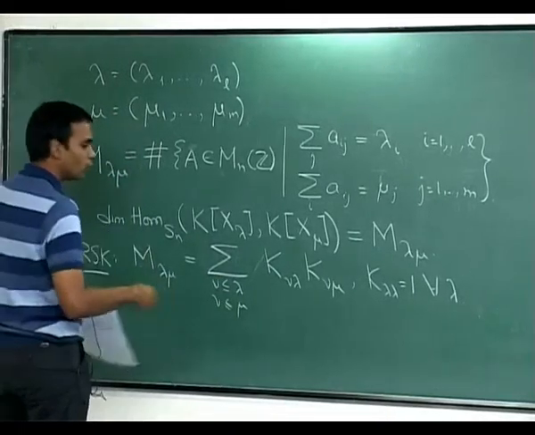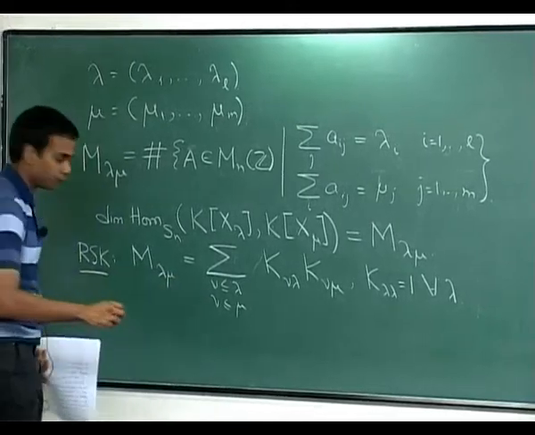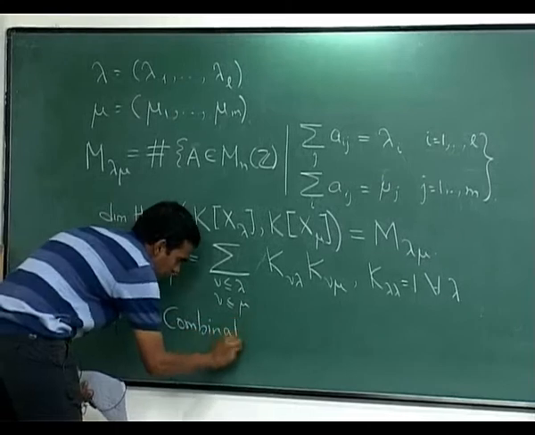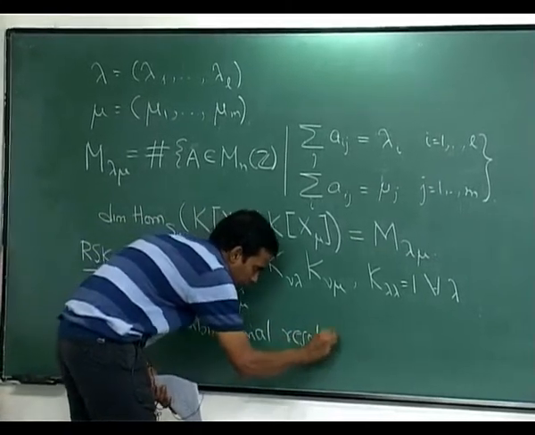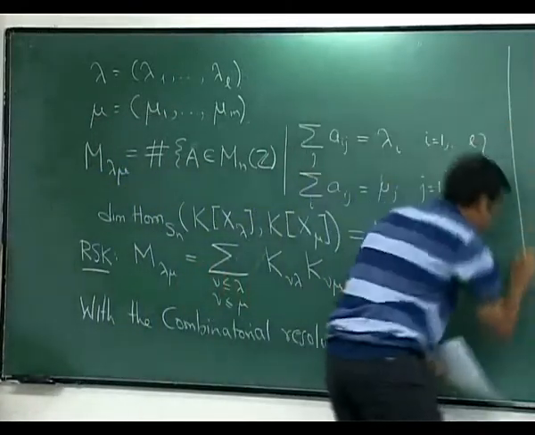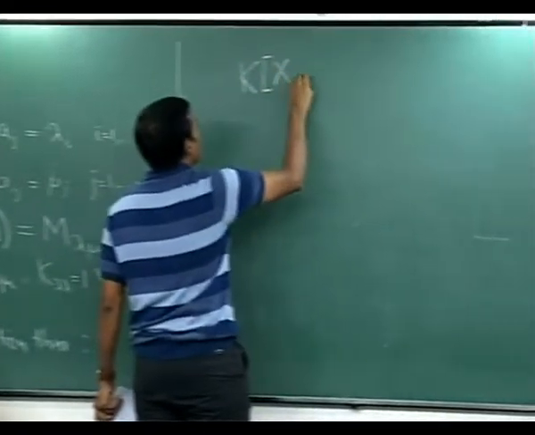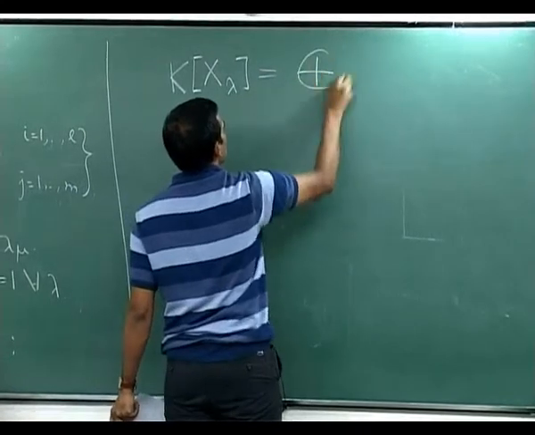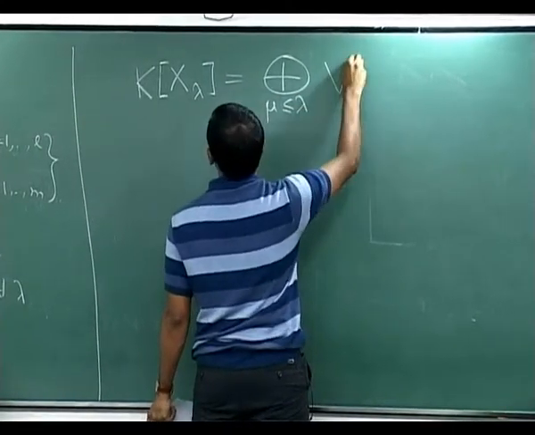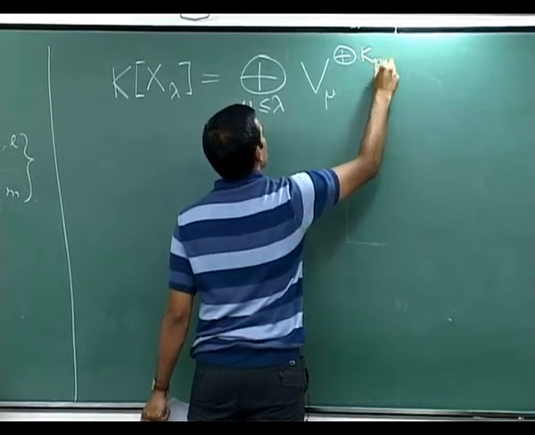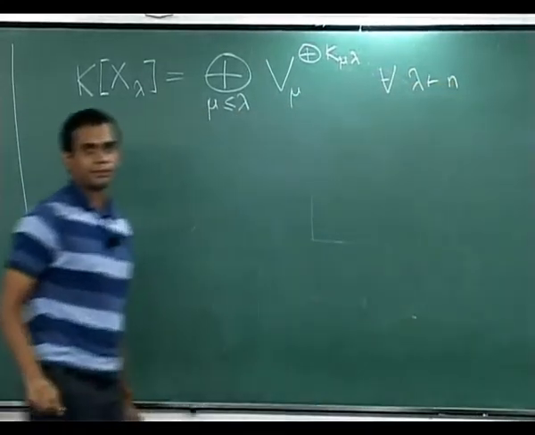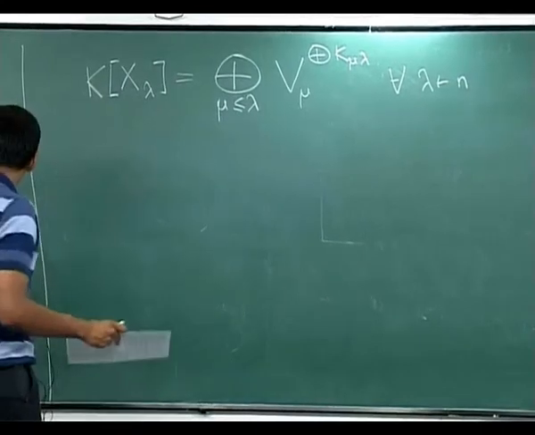Using all this and the combinatorial resolution theorem, which I proved maybe 2 lectures ago, we were able to get the following result: for every lambda, k x lambda is a sum over mu less than or equal to lambda of v mu, which occurs k mu lambda times, for all partitions lambda. This was just a combinatorial argument once we had all this information.